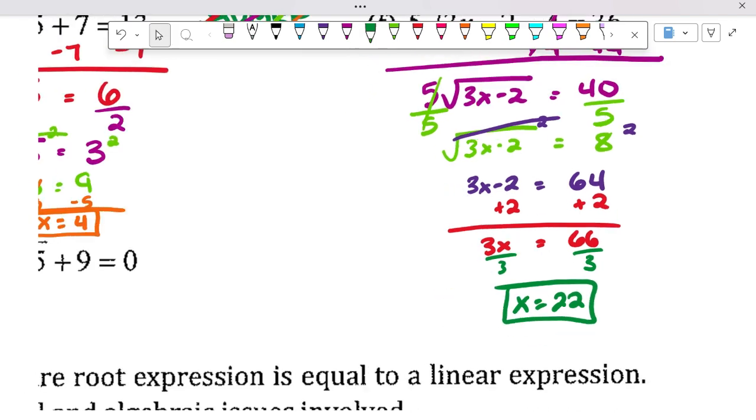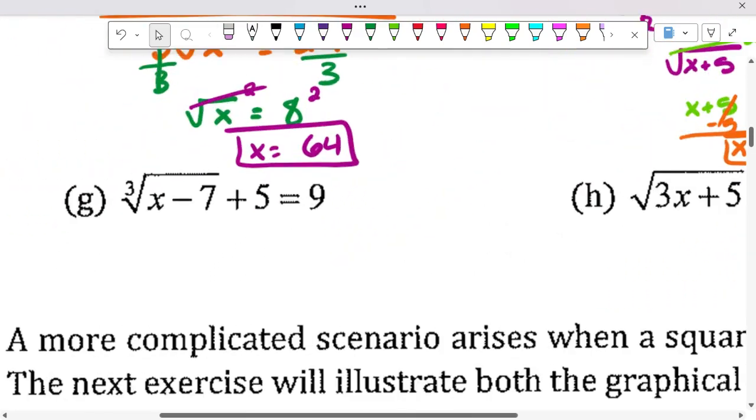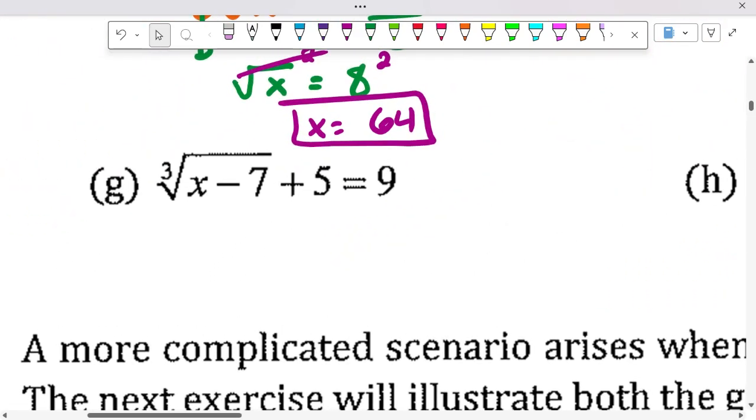Good. Now, last one I want to do in this section is letter G. Because what's kind of the glaring difference here than what the ones we've been doing previously? It has a cube root instead of a square root. So keep in mind the type of root that you're doing. Because just like how a square undoes a square root, what do you think undoes a cube root? A cube. So instead of squaring it at the end, we're going to cube it.